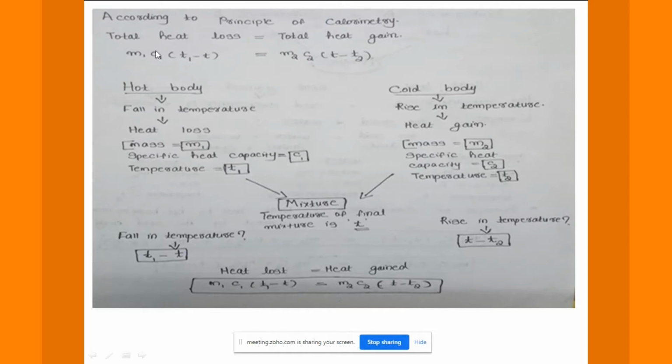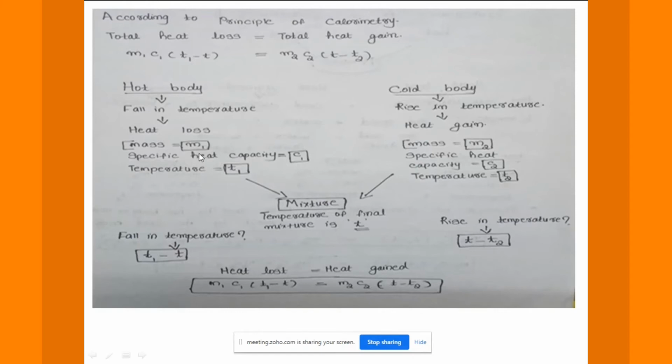Let us see once again what the principle of calorimetry is. It says that the total heat loss is equal to the total heat gain. That means when two substances are mixed together, there is a heat transfer. So what will happen there? One body will have a fall in temperature, that will be the hot body, and another will show a rise in temperature, that will be the cold body. That means there is heat loss from the hot body and heat is gained by the cold body.